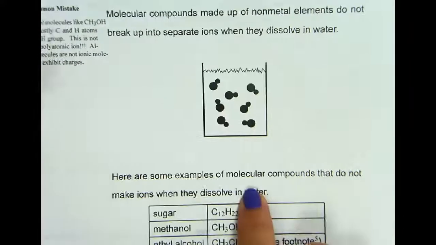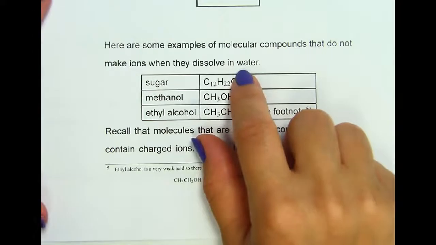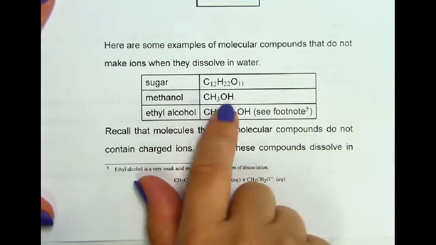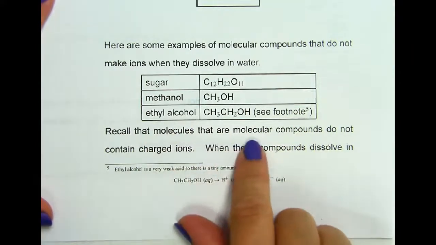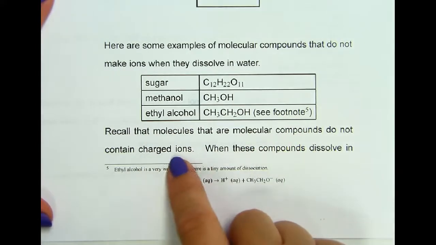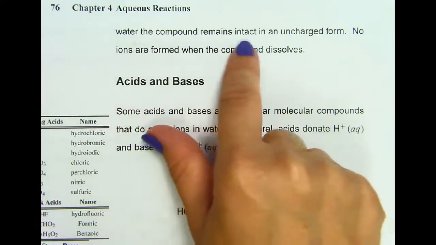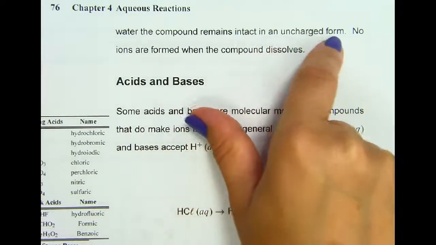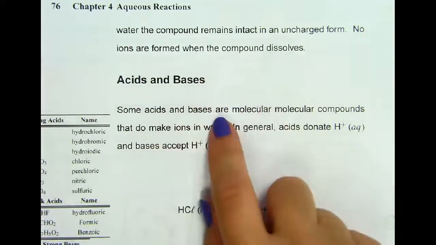Here are some examples of molecular compounds that do not make ions when they dissolve in water. Sugar, methanol, ethyl alcohol. Recall that molecular compounds do not contain charged ions. When these compounds dissolve in water, the compound remains intact in an uncharged form. No ions are formed when the compound dissolves.